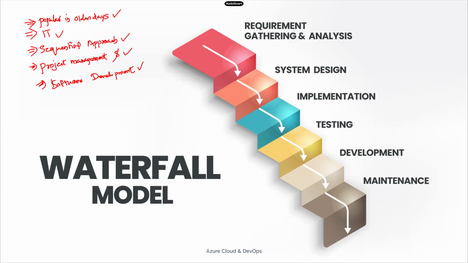So the main thing is the requirement. There are different steps, right? Requirement gathering, analysis, system design, implementation, testing, development, maintenance. There are different steps available. In the requirements gathering and analysis step, the requirements have to be well defined, which means we need to understand what exactly the requirement is. What is the project goal? It has to be pretty clear.